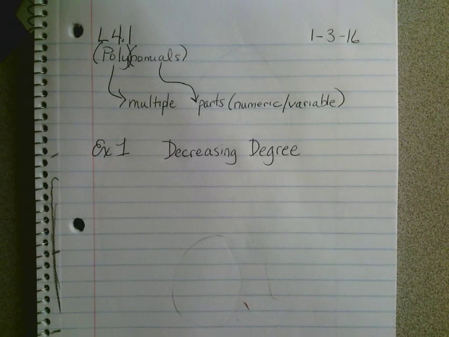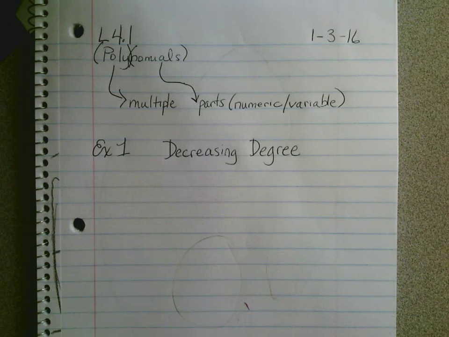And if there's multiple variables, it's usually in decreasing degree of the first one in the alphabet. So like if you have x, y, and z within the same polynomial, x would be the degree that is used to order it and decrease. So let's look at this one here.